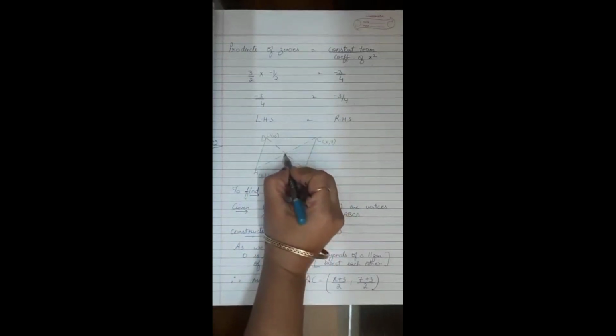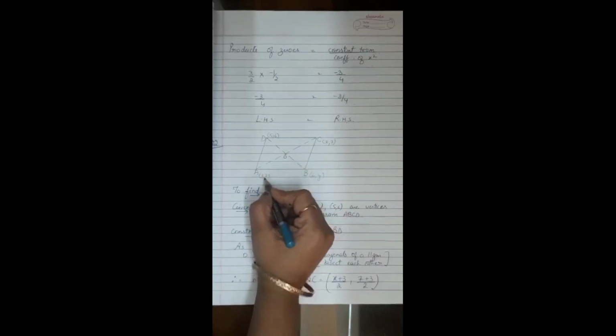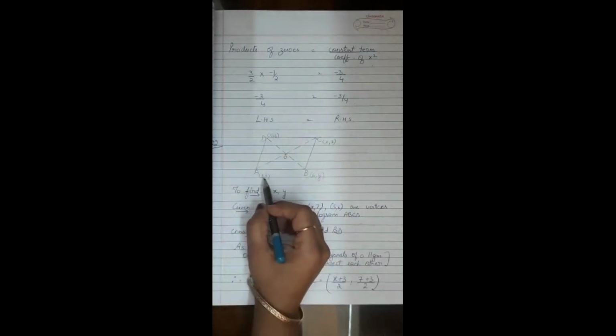We first try to find x and y. Given things are these, and I have made a construction which I have clearly written. That construction is to join AC and DB. Now this is the midpoint, as we know. At this midpoint, O is the midpoint.